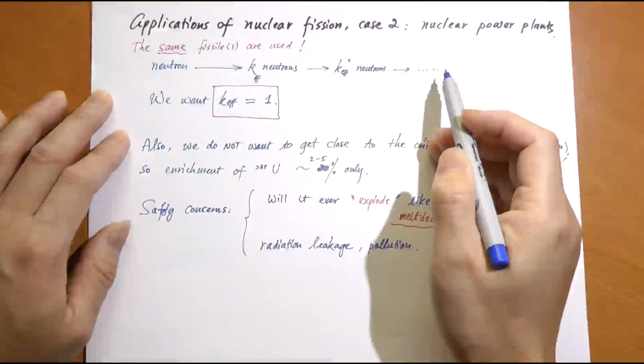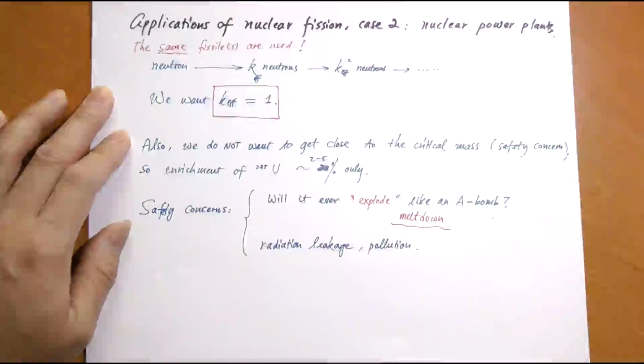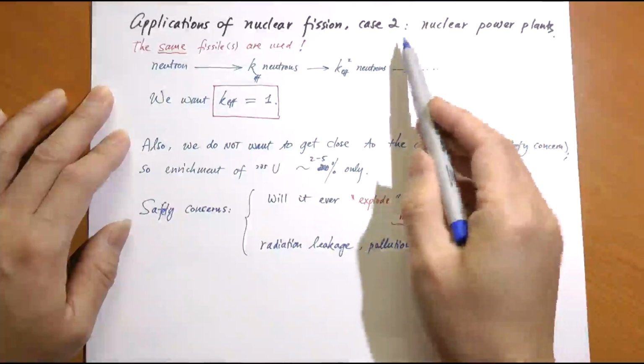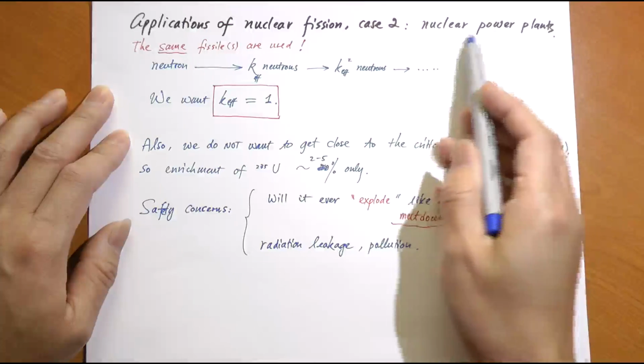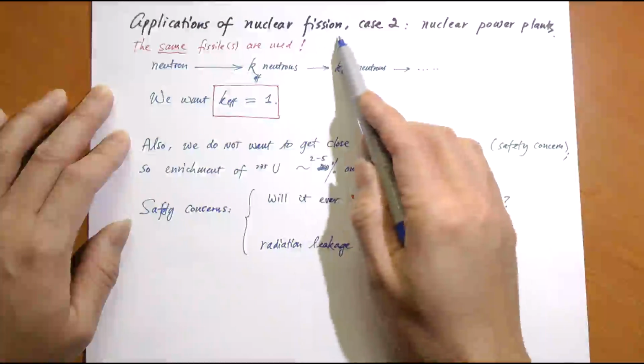Now let's look at the second type of application of nuclear fission, and this is the peaceful, desirable one: how to build a fission nuclear power plant. All the world's nuclear power plants in operation as of today are based on nuclear fission, not fusion.